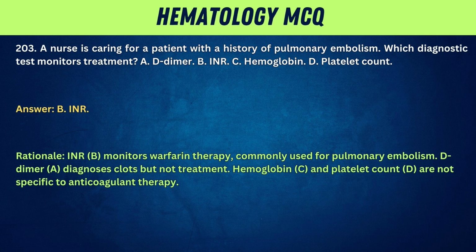Answer. B. INR. Rationale. INR, B, monitors warfarin therapy, commonly used for pulmonary embolism. D-dimer, A, diagnoses clots but not treatment. Hemoglobin, C, and platelet count, D, are not specific to anticoagulant therapy.